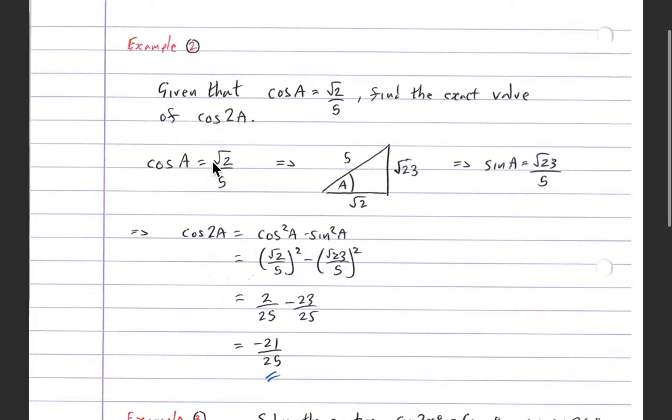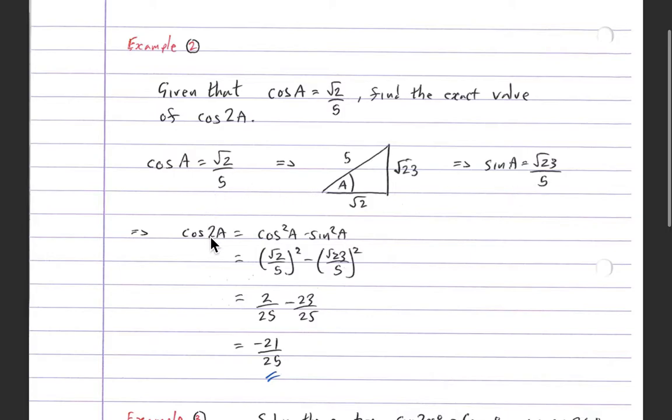So we know that cos of A is root 2 over 5. We should immediately sketch a triangle. And if we label this angle A, we know that the adjacent is root 2 and the hypotenuse is 5. With the use of Pythagoras' theorem, we can find that this is root 23. That'll just be 25 minus 2. And we can then say that sine of A will be root 23 over 5.